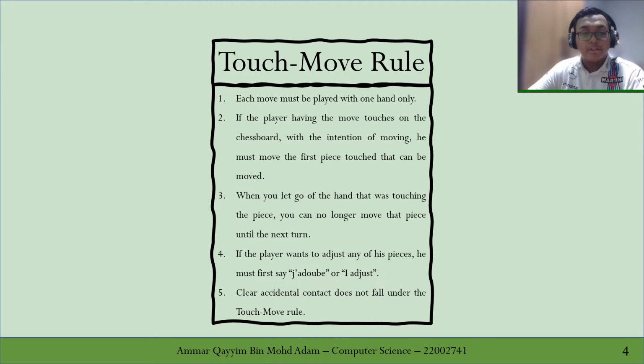And now on to the next point, that can be moved. So for example, the person already touches a chess piece, but then the chess piece itself doesn't have any legal moves to make, so the player can safely let go of his hand and there will not be a penalty. And say for example the player already places the chess piece and has legal moves to make, and the player lets go of his or her hand that was touching the piece, so the player can no longer move that piece until the next turn.